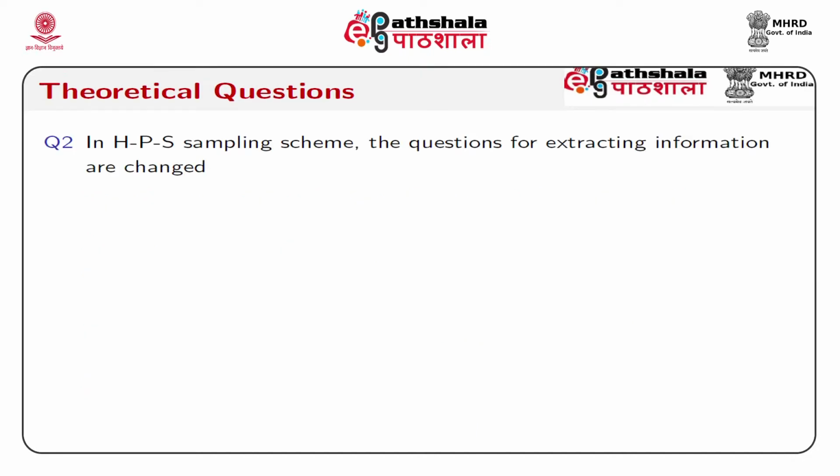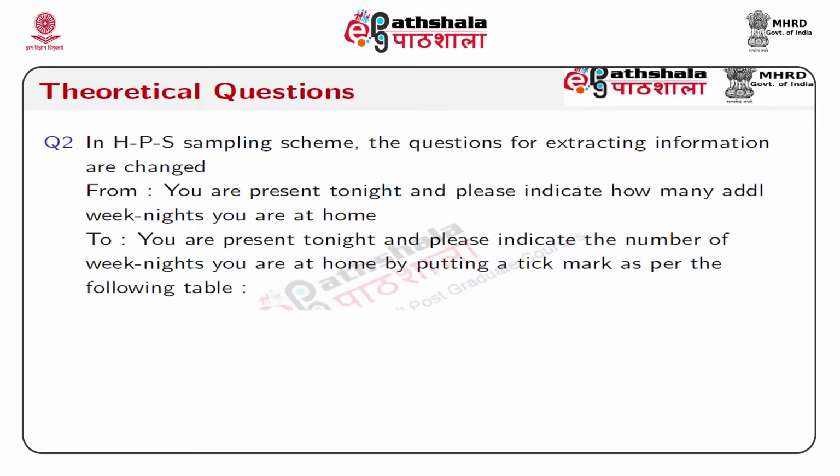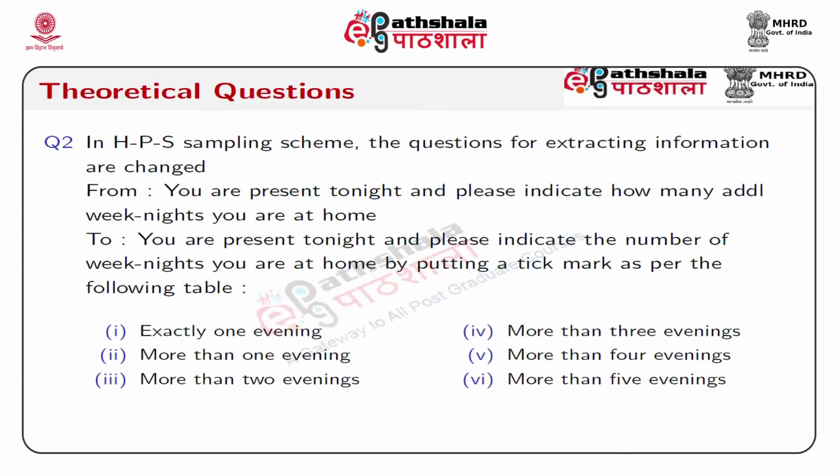In the Hartley-Politz-Simmons sampling scheme, the questions for extracting information are changed from "You are present tonight, please indicate how many additional weeknights you are at home" to "You are present tonight, please indicate the number of weeknights you are at home by putting a tick mark as per the following table." Exactly 1 evening, more than 1 evening, more than 2 evenings, more than 3 evenings, more than 4 evenings, or more than 5 evenings. So, you have to put a tick mark on the appropriate answer. It is like cumulative, as you can see.